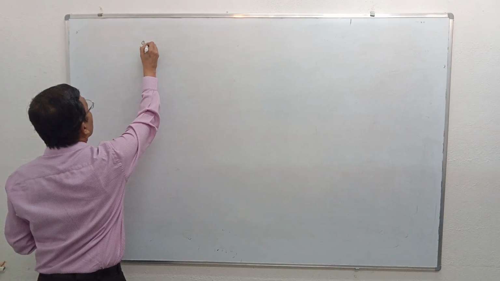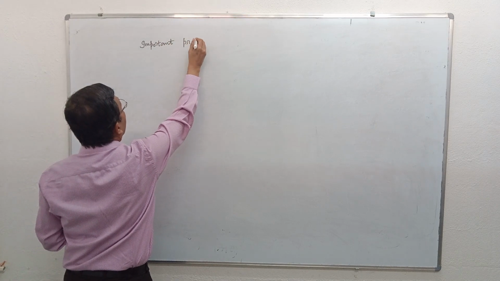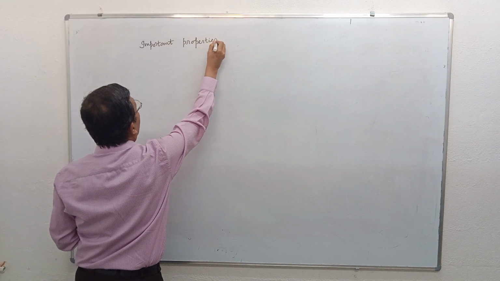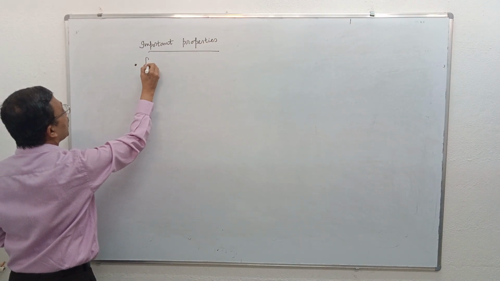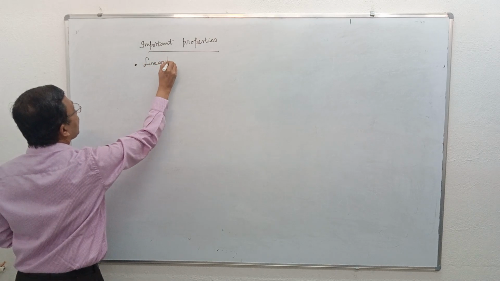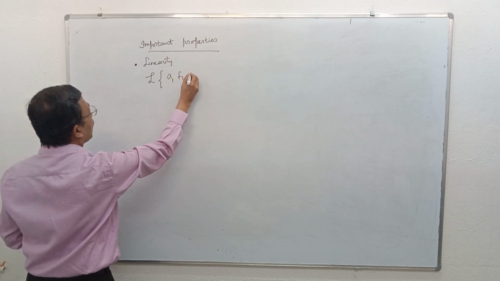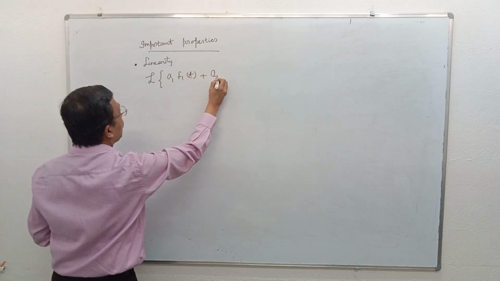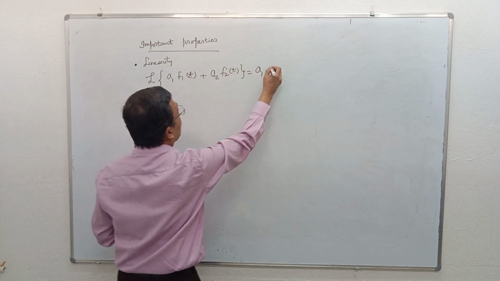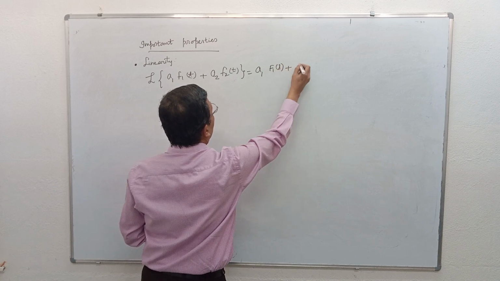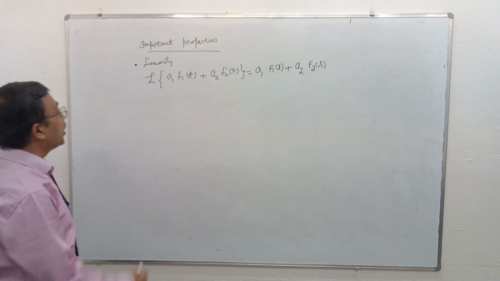Important properties. No need to do the proof of these properties. First property, linearity. Laplace transform of a1 into f1 of t plus a2 into f2 of t is equal to a1 into F1 of s plus a2 into F2 of s. This is called linearity property.